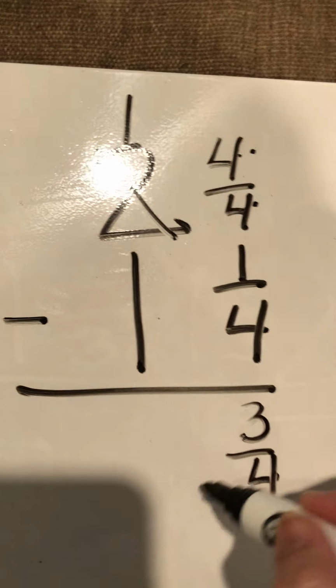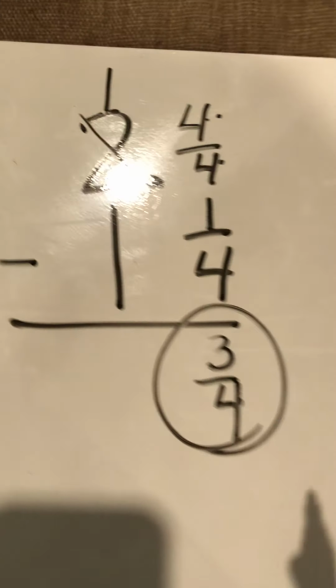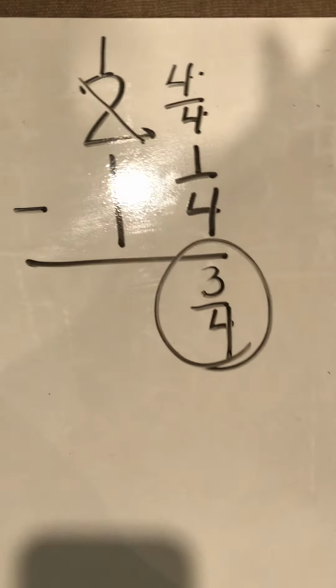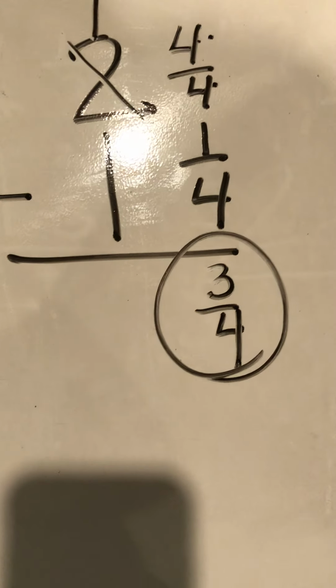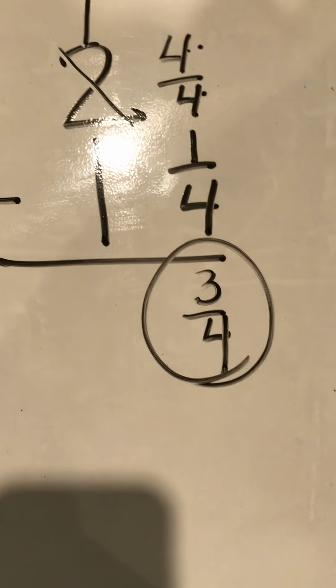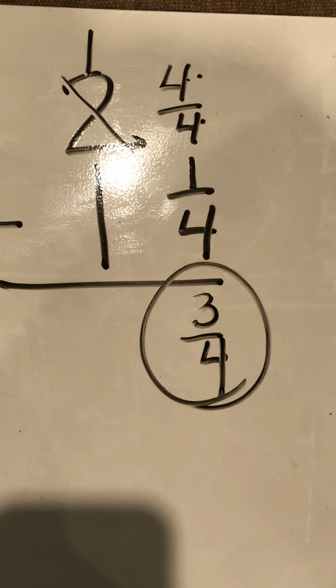1 minus 1 is 0. That's in lowest terms. If it's not in lowest terms, you need to change it into lowest terms. Again, you'll get it wrong or you'll get it back. If it's a test, you'll get it wrong. If it's a homework, you'll get it back.